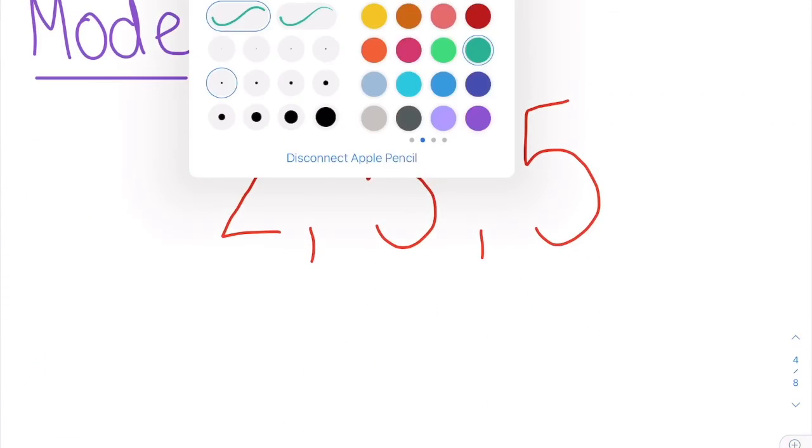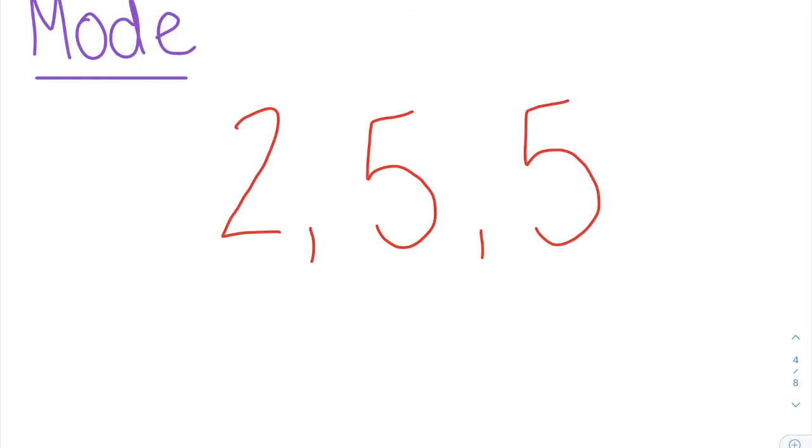Finally, let's learn about mode. Mode is basically the number that appears the most frequently in a set of values. If there are no repeating values in the set, then there is simply no mode. Here we can see that the only number that repeats is 5. 2 is only once, but 5 is twice. Thus, because 5 is the only number that repeats and is the number that repeats the most, 5 is our mode.